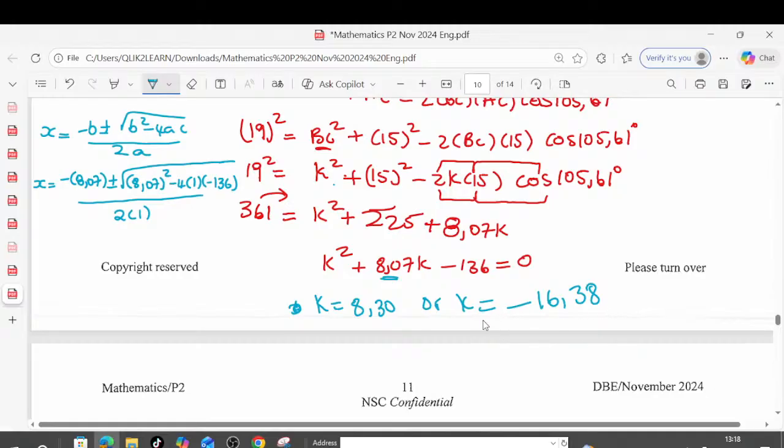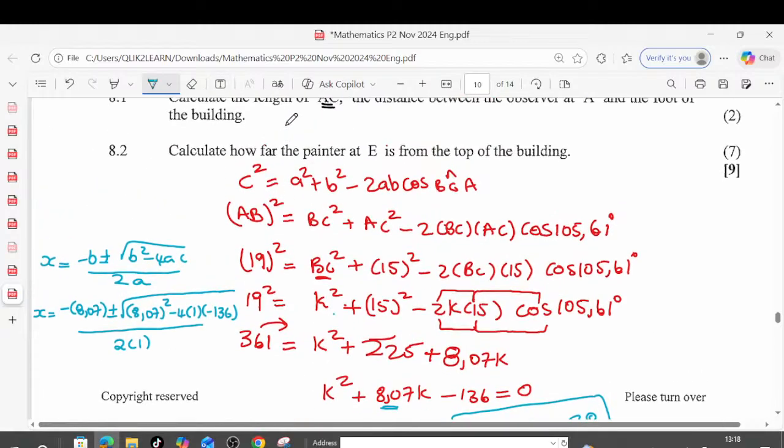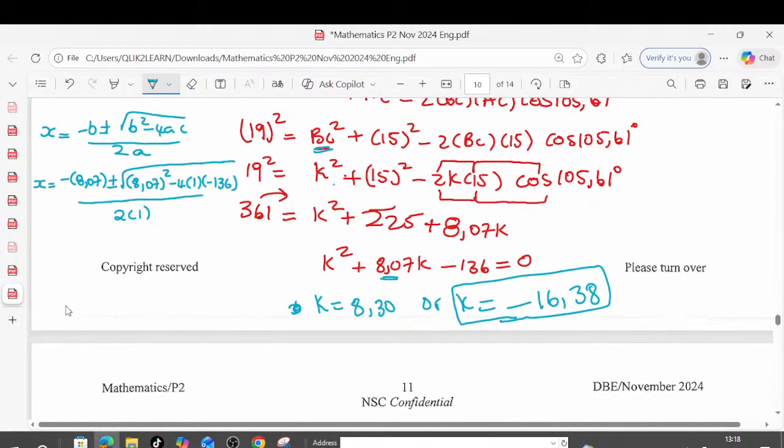Therefore, we're going to reject this one because remember, K is BC. K is BC. The length can never be negative. So we're going to conclude and say our BC is equal to 8.30. That is the BC that we need to use to find EC.